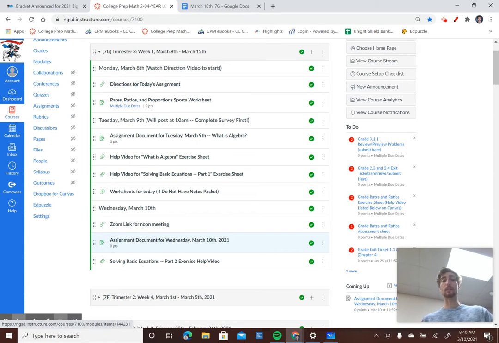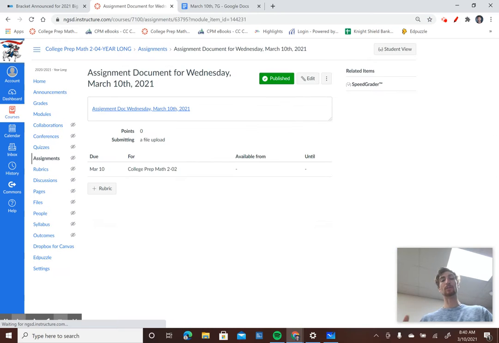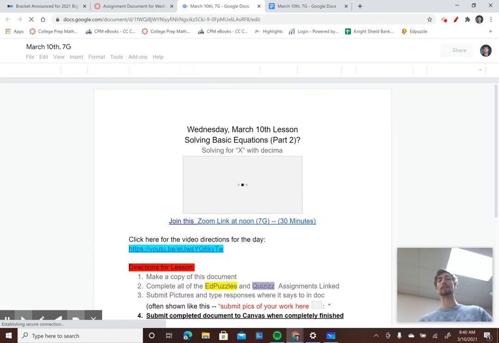And so yesterday we talked about solving for x by adding and subtracting to get x by itself. And now today we're going to be looking more at multiplying and dividing to get x by itself.